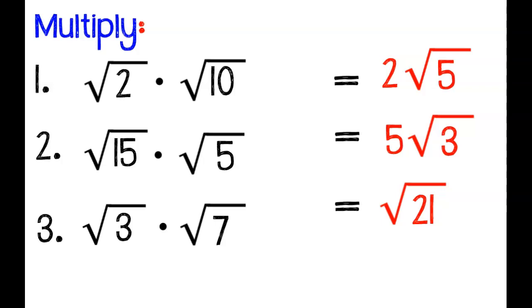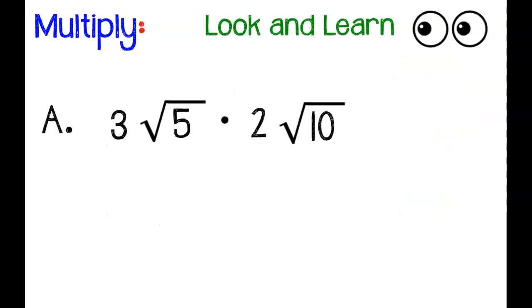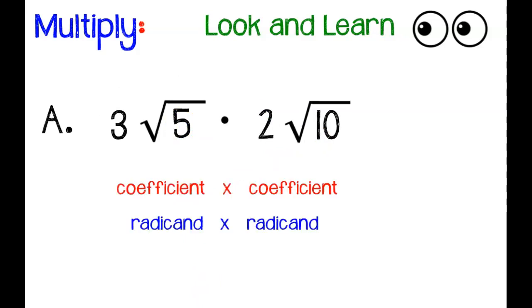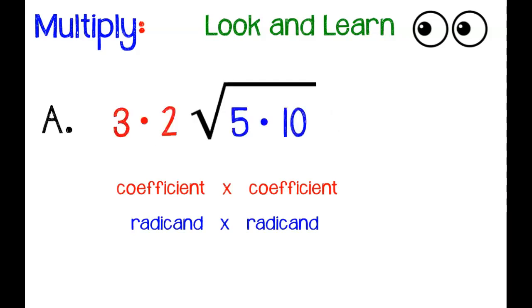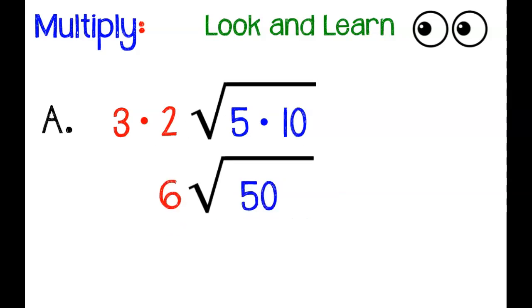I hope so. Okay, let's make it a little more challenging for you. Let's put a coefficient in front of the radical sign. Now, if you remember from the beginning in the preview, I said you need to understand that you multiply coefficients times coefficients and radicals times radicals. So coefficient times coefficient and radical times radical. So 3 times 2 and 5 times 10. 3 times 2 is 6, and 5 times 10 is 50.